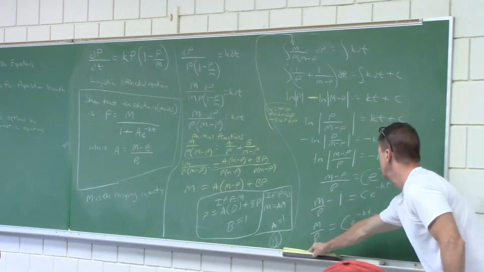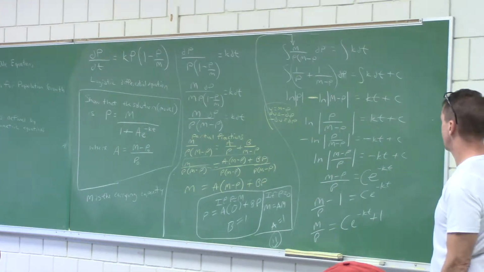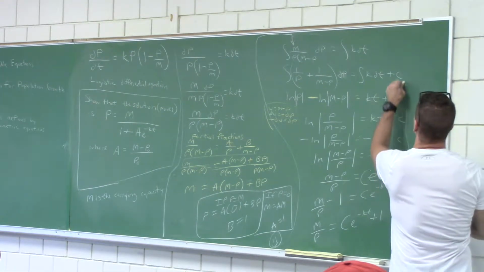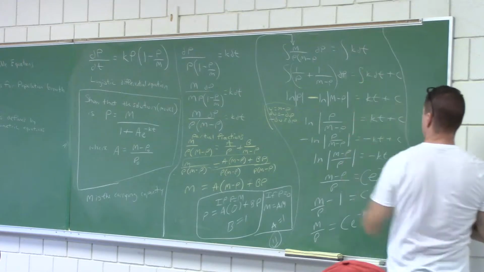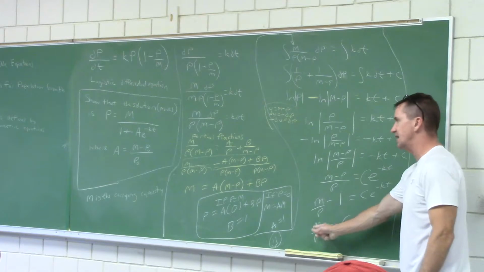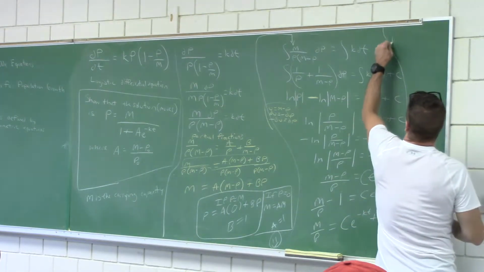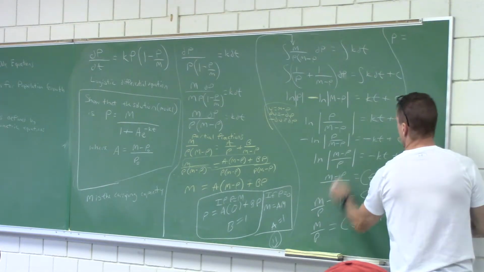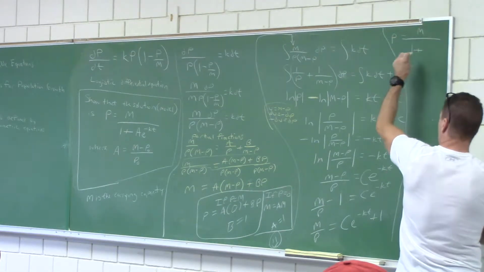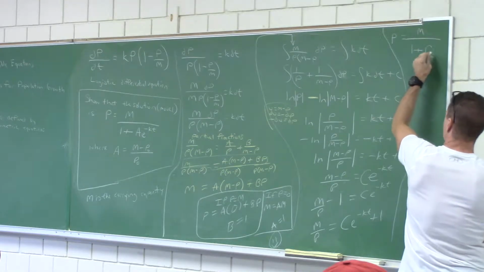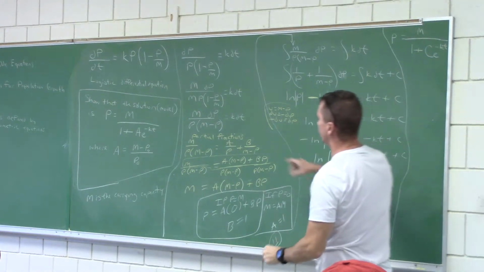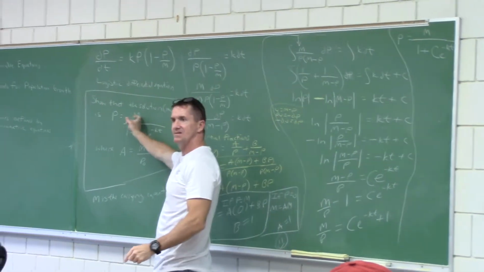Okay. Then what's p equal to? I got enough room right here to write it. If m over p equals this, I can multiply p on both sides and divide by this. Look what p equals. P equals m divided by this gigantic what? 1 plus c e to the negative kt. Ooh, we got it, we showed it.